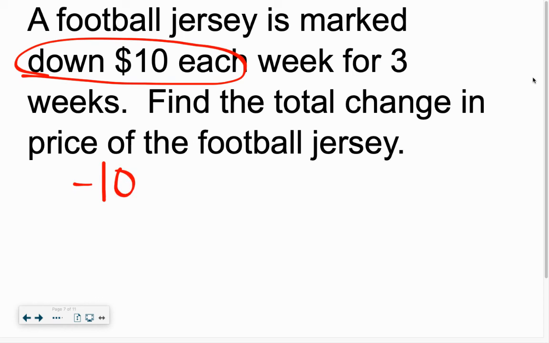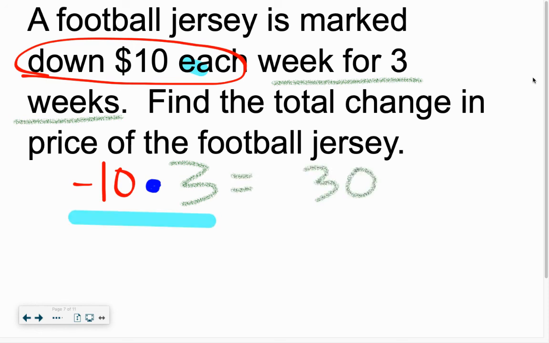And now that's happening each week. So it's happening multiple times. It's happening repeatedly, over and over again. So that's how we know we need to multiply. And then how many weeks does this happen for? 3 weeks. So we can quickly take it and multiply it. 10 times 3 is 30. Do they have the same sign? No, means it's a negative 30.